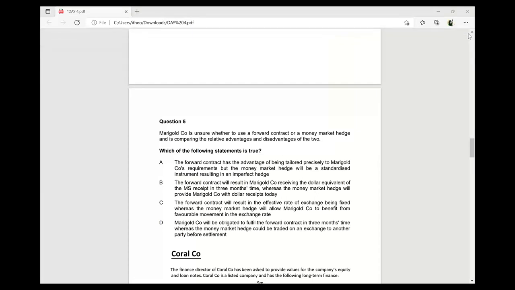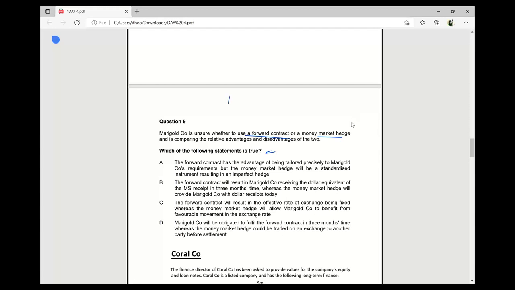Let me do MCQ number 5 and then we will take the questions. Marigold is unsure whether to use a forward contract or a money market hedge. It's comparing the advantages and disadvantages of the two. Which of the following statements is true? Now, there are four options. In the previous requirement, it clearly mentioned which two, so you had to tick two. But here it says which of the following statements is true. No two answers, just one.